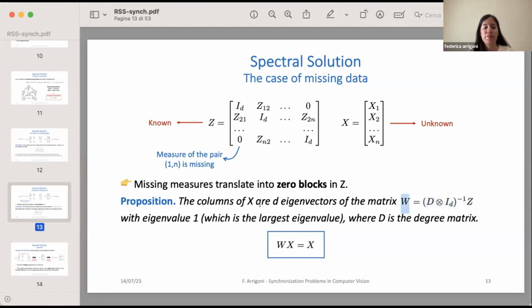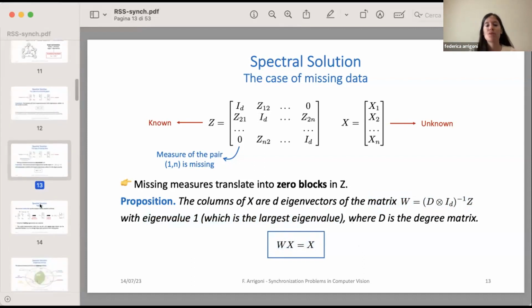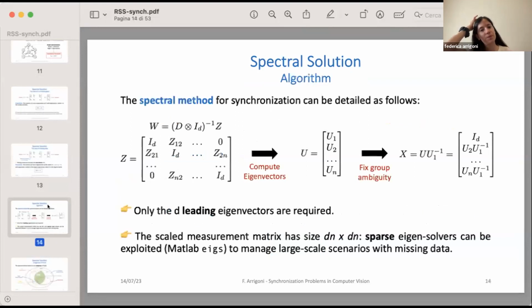Then it can be proved that the columns of X are the eigenvectors of this new matrix W with eigenvalue 1, which is the largest eigenvalue. In formula, this means that the product between W and X is equal to X. Hence, also in this way, we can derive a solution from the eigenvectors. In other terms, starting from our measurement matrix Z, we can compute W just by properly scaling this matrix using the degree matrix of our graph.